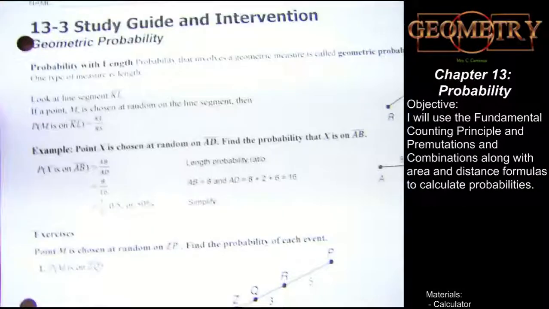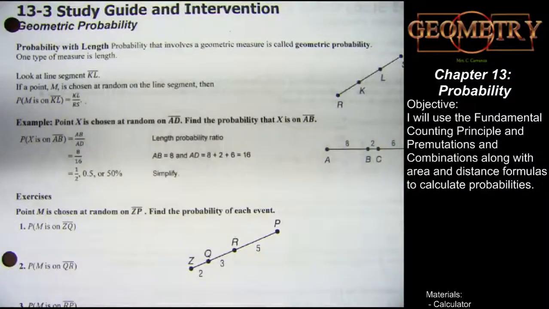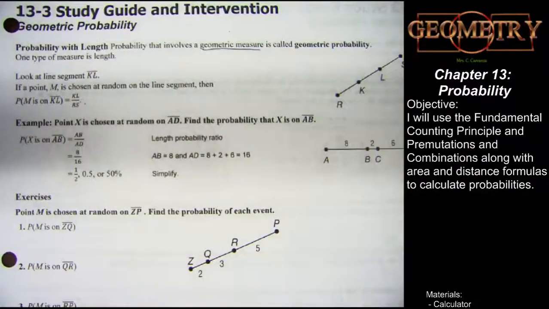13.3 is what's called geometric probability. It's the same probability that we've been dealing with. It's this fraction of the number of thing we're looking for divided by the total number of things possible. Except this time we're going to use geometric measurements to help us out. Lengths, areas, volumes. No, we're not doing volumes. We're only doing length and we're only doing area.